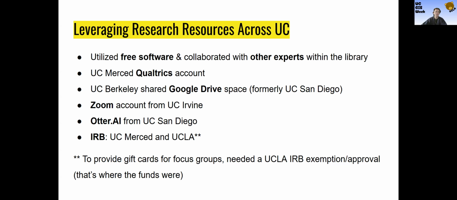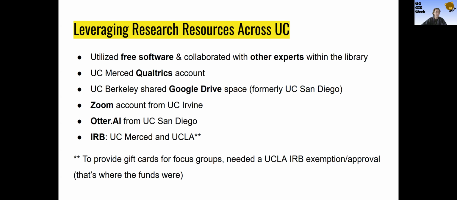You may be familiar with the UC Google Drive storage space issues. Right now, we are using a Berkeley shared drive space that we were formerly on with UC San Diego. Most of our Zoom accounts for focus groups, which I'll also talk about later, have been through UC Irvine. You may not know this, but every UC has slightly different permissions enabled for their Zoom accounts. We found that UC Irvine had all the right permissions that we needed for what we wanted to do. We have used Otter AI for transcripts and transcript cleanup for those focus groups through a UC San Diego account.